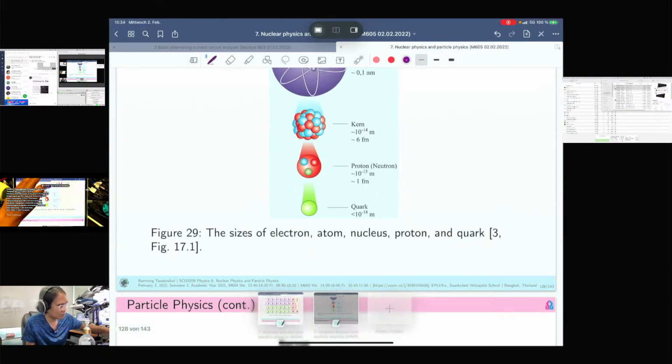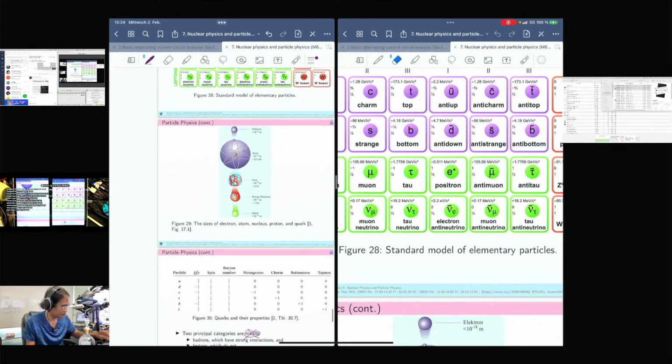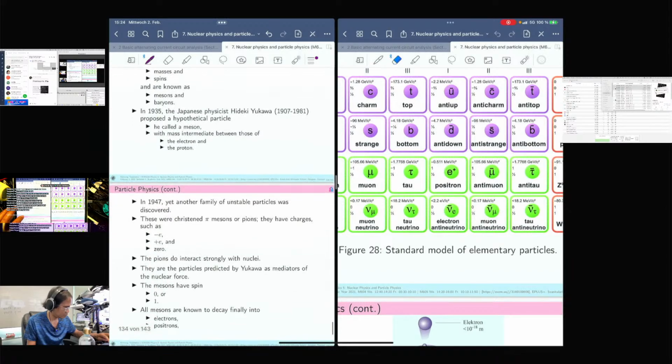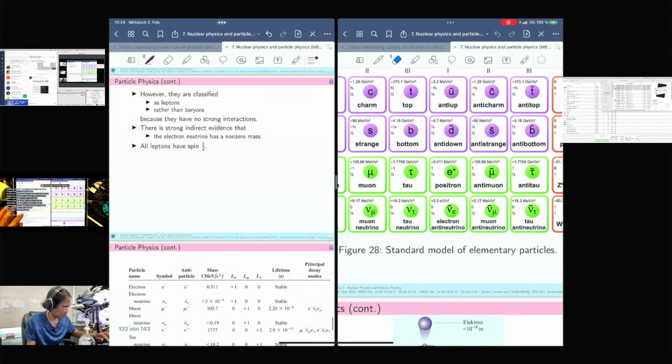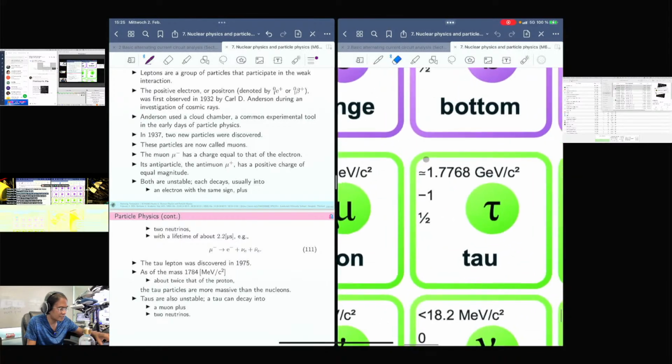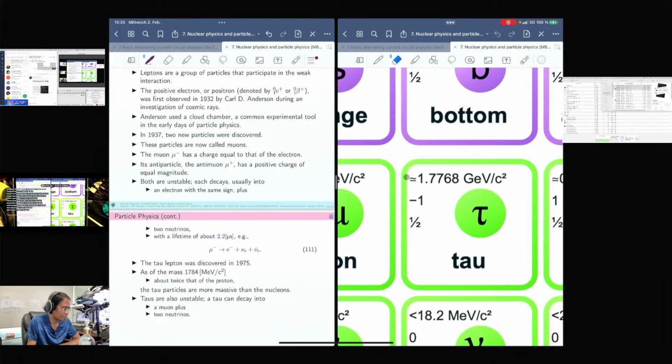I'll open two things so you don't get confused. In this table they say 1.77 giga electron volt, and this one is 1.784. It's very similar, because this one says approximation, approximately this value. So it's reasonable: about 1.7 giga electron volt per c squared.